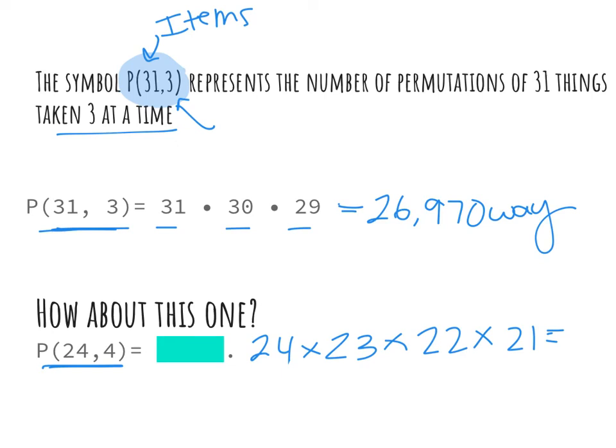I'm going to hit pause for a second. All right, and the answer that you should have gotten was 255,024 ways. Okay. So I again need you to make sure that you have really just at the bottom here typed out 24 times 23 times 22 times 21 and then put equals 255,024 ways. Okay, so you are going to now stop and do the practice that is below or after this slide.